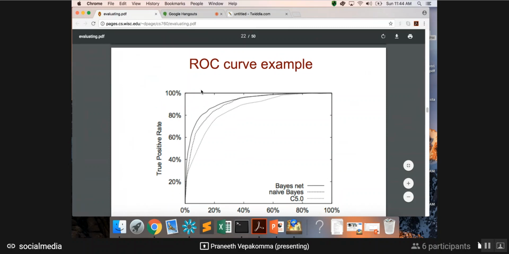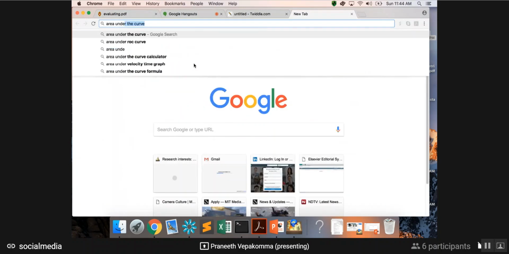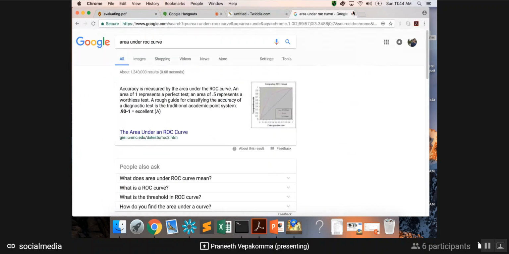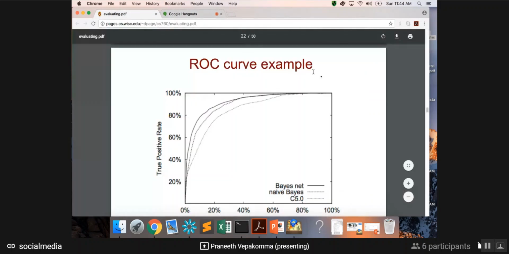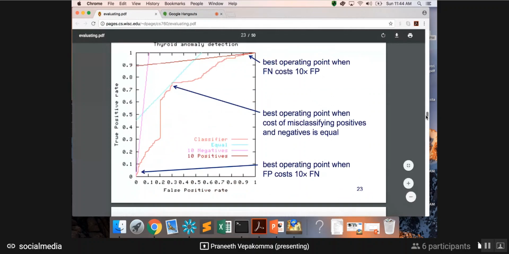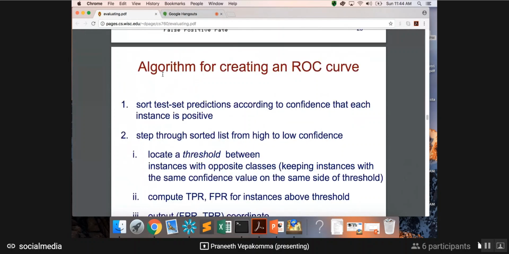There's a term called area under the ROC curve. If I just search area under, there you go, area under ROC curve. It's super popular, used always. That'll give you just one number. So that's another metric that is very popular along with the ROC curve. Okay, here he's talking about the different trade-offs you have in terms of false positives versus true positives, etc.